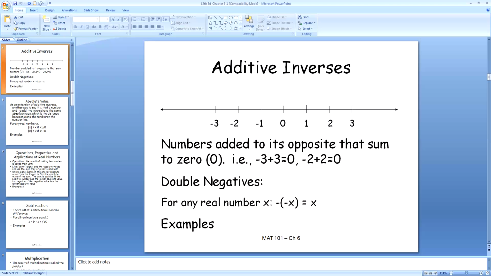Double negatives. The book has some good examples about this. A double negative is a positive. So if you have a number x, the negative of its negative is a positive. So if you have a 4, for example, the negative of 4, or negative 4, the negative of the negative would be positive 4. Check the book for some examples on that.